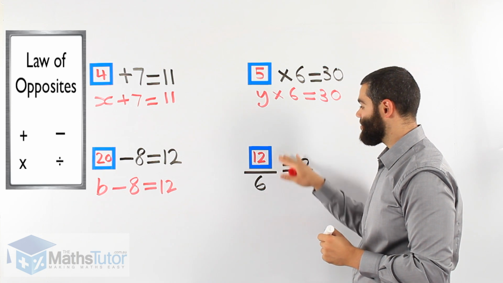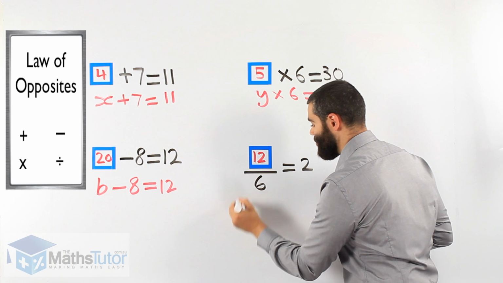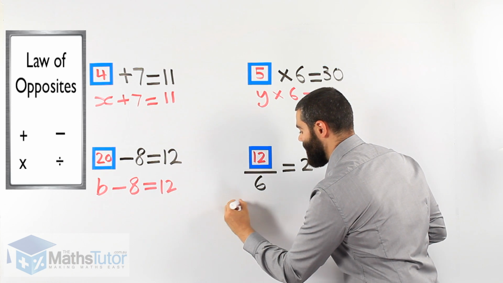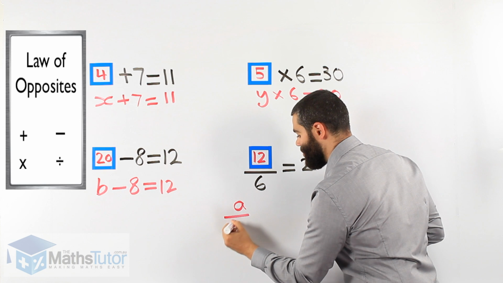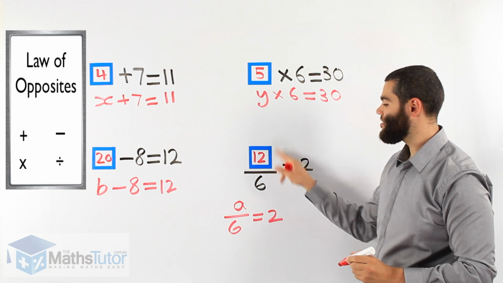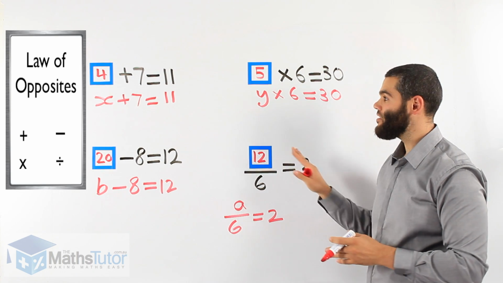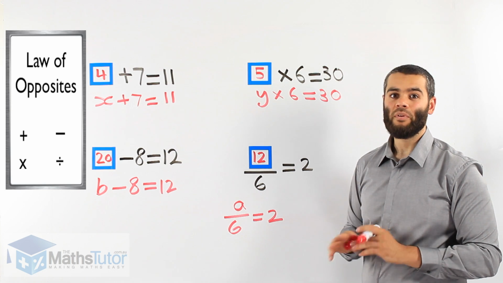Something divided by 6. We know that this is a box. We don't like to put a box. Too babyish. Let's put an A divided by 6 equals 2. So replace the box with an A. Now this is equations. If you understand that, the rest is going to be easy.